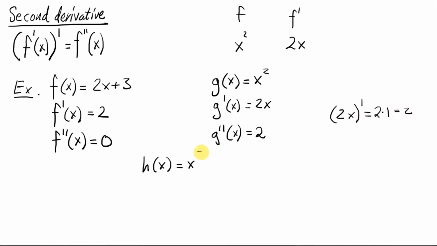And if we have x to the third, then the derivative is 3x squared, and the second derivative is 6x, since 2 comes down, multiplying the 3, and this decreases by 1 to 1, so you have 6x.